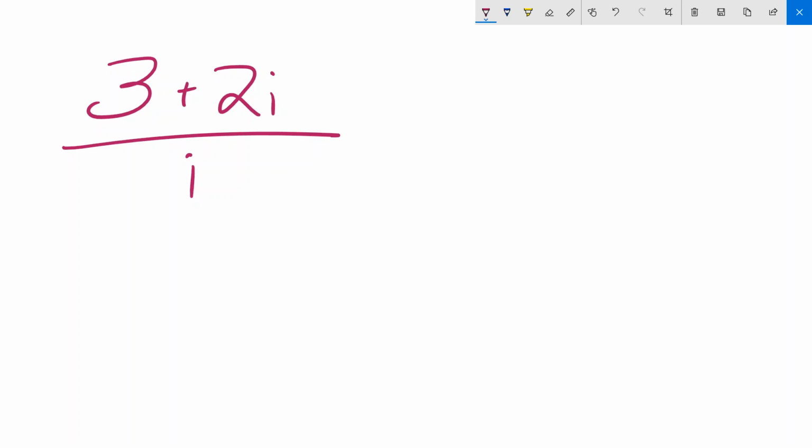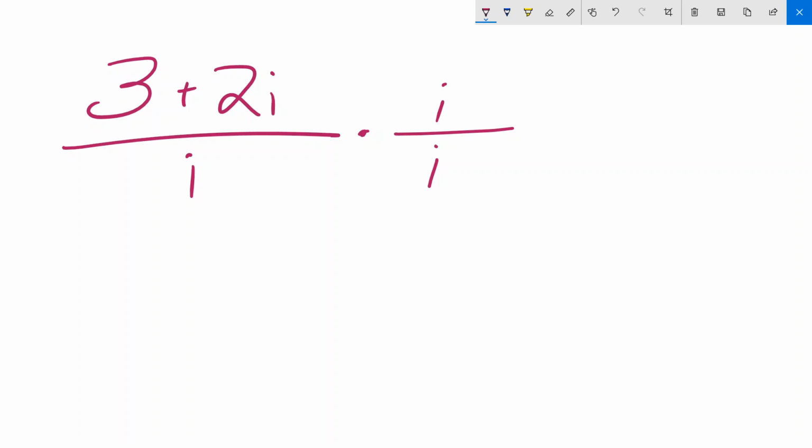Is this a division problem? No, it's a rationalizing the denominator problem. We've got to make the denominator real. So what can I multiply the denominator by to turn it into a real number? i? Yeah. In other words, I don't have to worry about the conjugate. And if I multiply the bottom by i, I've got to multiply the top by i.